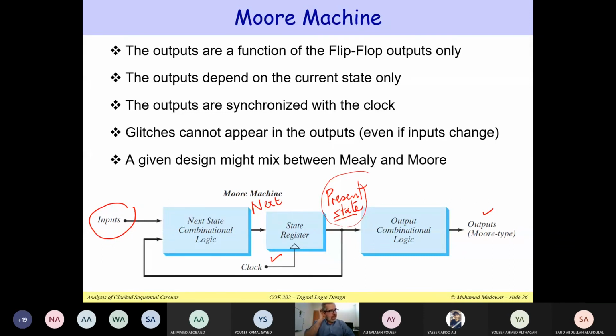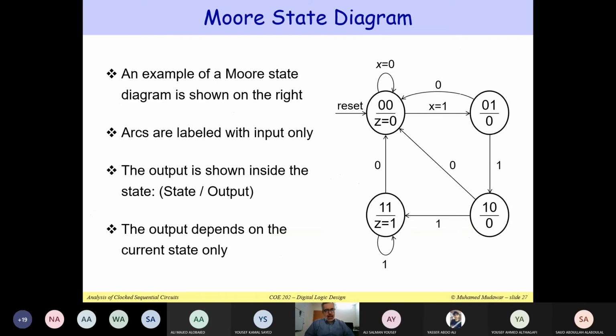Okay. You can also have a design in which some outputs depend on the inputs and other outputs depend only on the present state. So this is also possible. You can mix. And you can actually have some of the outputs are Moore type and some outputs are Mealy type. So if all the outputs depend on the present state, then this is a pure Moore machine. I have an example about that.